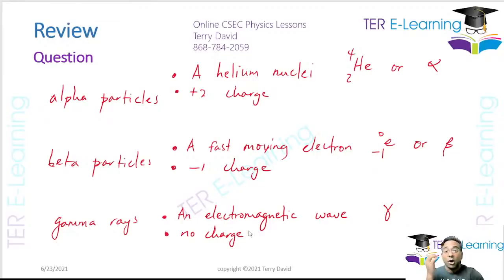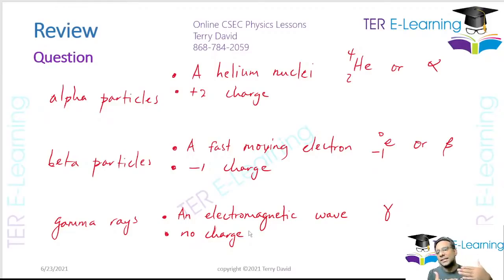Now, the fact that the charges are different on all these 3 particles affects what happens when they move in an electric and a magnetic field. So you need to know about the charge, you need to know about the ionizing abilities, and you need to know what these particles are. I'm going to come back to them in a sec. Just one more thing I want to tell you guys about these particles.